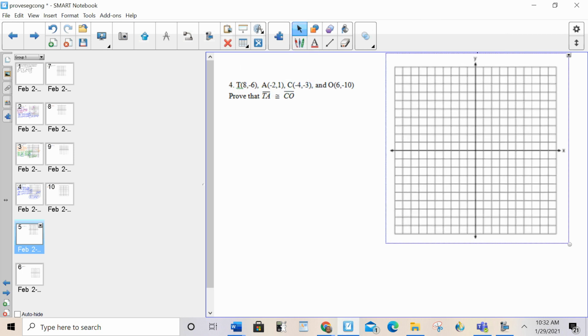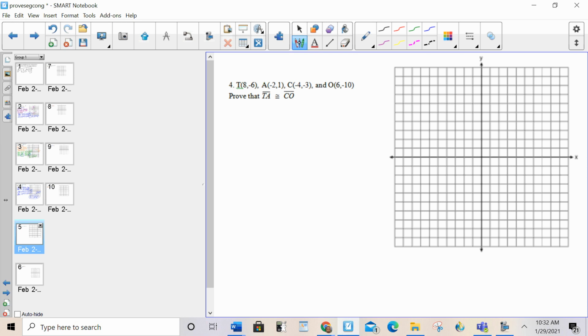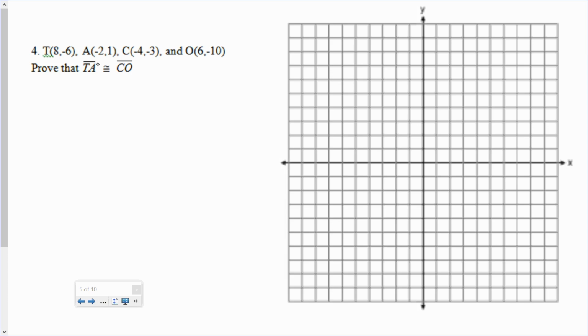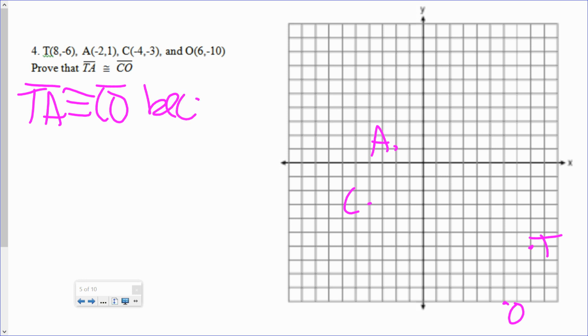Now that you tried number 4 on your own, let's go over it. T is (8, -6). A is (-2, 1). C is (-4, -3). O is (6, -10). It wants me to prove TA is congruent to CO. So TA is congruent to CO because they have the same distance.